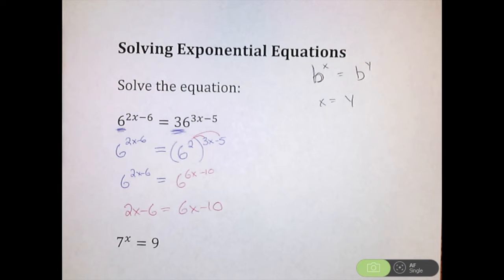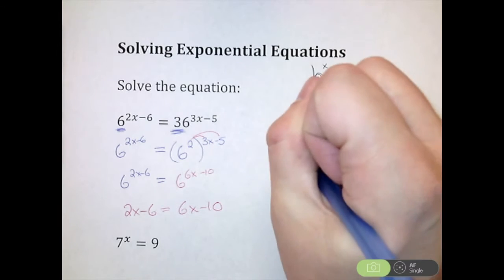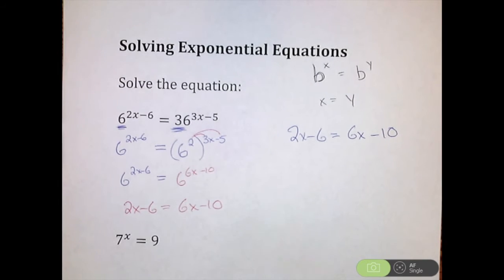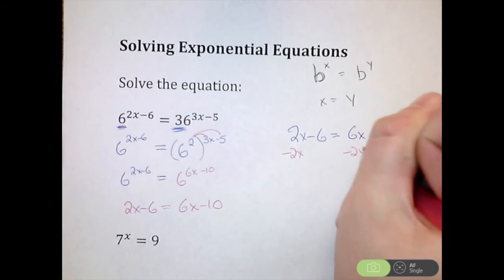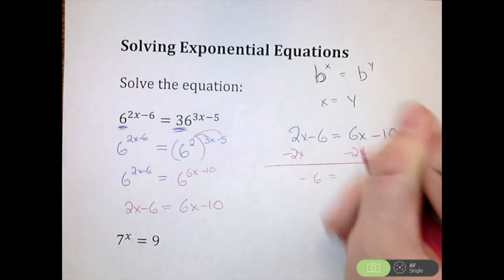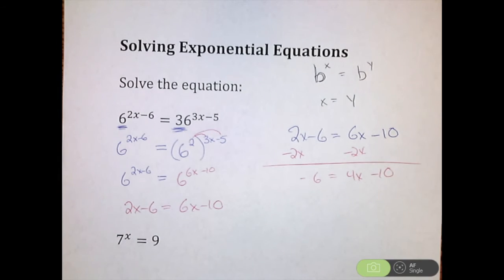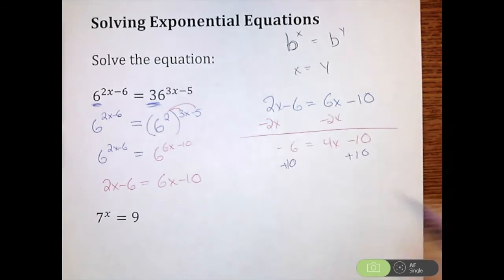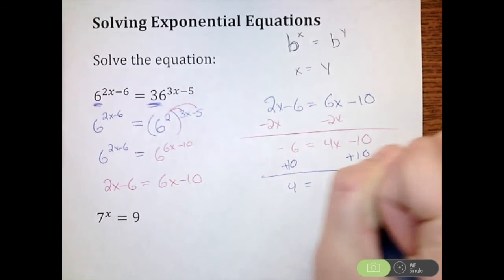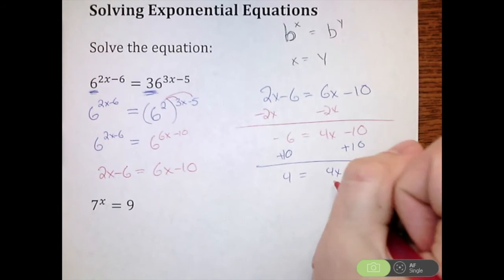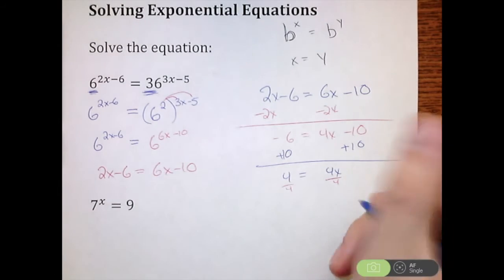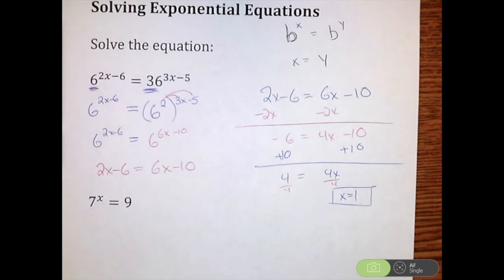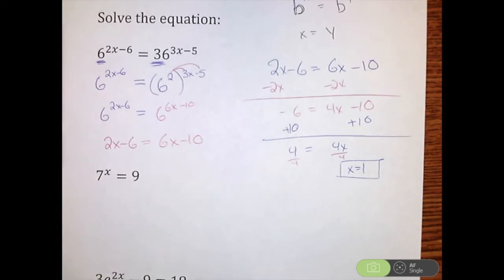So I just went from an Algebra 2 problem all the way back to an Algebra 1 problem. So I'm just going to solve that. 2x minus 6 equals 6x minus 10. I'd like to get my x's together, so I'm going to subtract 2x from both sides. That'll leave me with negative 6 equals 4x minus 10. Got to isolate the x, get x all alone, so I'm going to add 10 to both sides. So I have 4 equals 4x. Only thing left to do is divide by 4, x equals 1. So that is my first example on solving exponential equations. Let's look at another one.